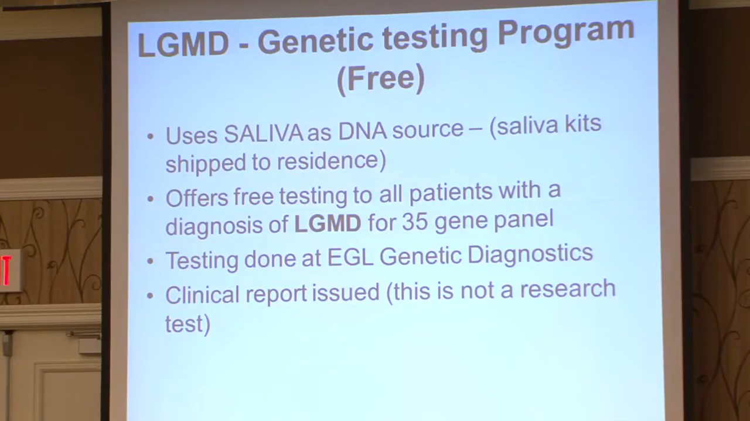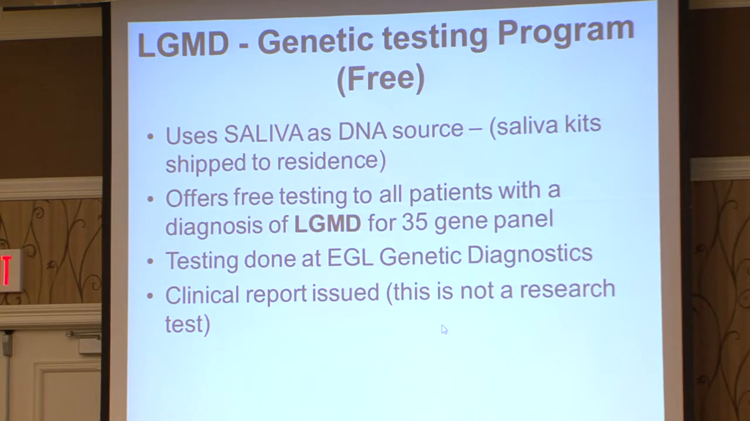And if you are eligible, the testing is all free for you. This is done by Emory in Georgia in a molecular genetics lab. They ship a saliva kit to a patient's residence, and then the saliva kit comes back, they isolate DNA, and then they run an LGMD panel, which has 35 genes in it. All testing is done in the molecular lab at Emory, and it is clinical testing.